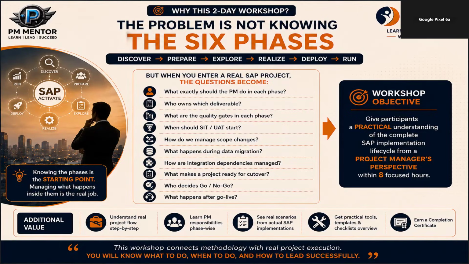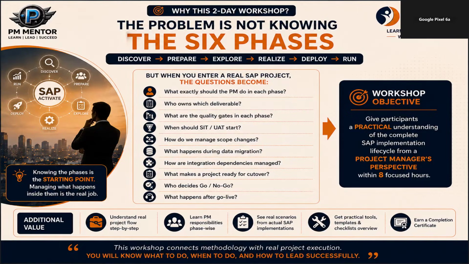If the ownership is not clear, what normally happens? Everybody says, I'm waiting for somebody else, and then the project manager becomes a messenger, right? So we need to understand not only the deliverable, but also the ownership and governance around the deliverable.